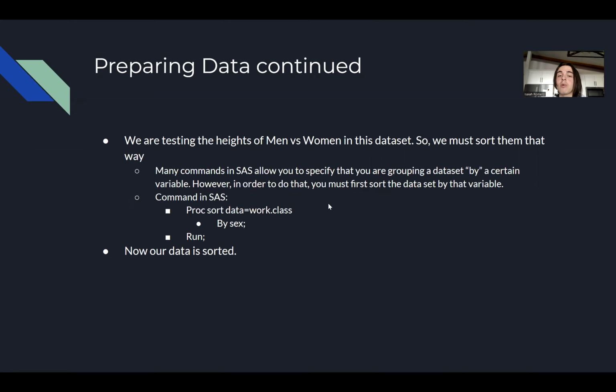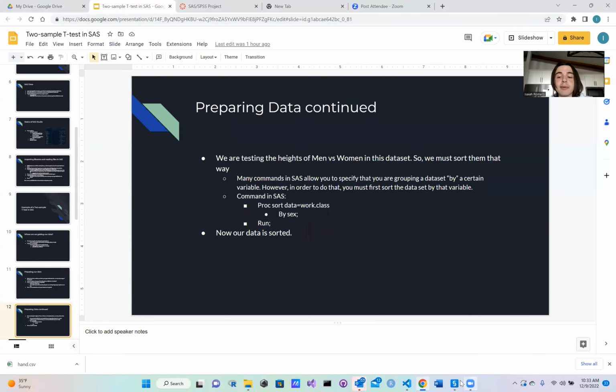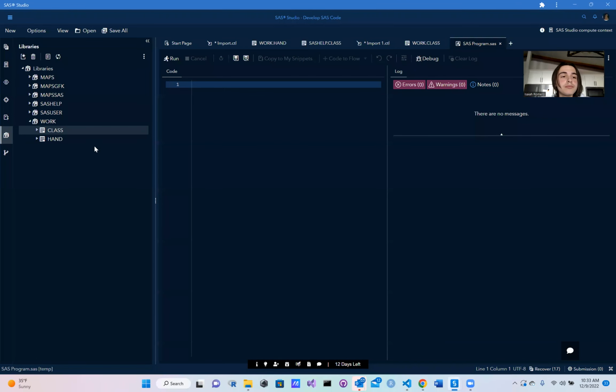So in order to sort our data, we're going to sort it by sex, because that's what we're looking at. We're looking at the differences between men and women. So we're going to do proc sort data equals work.class by sex and run. We're going to do that in SAS, and I'm going to explain what those commands do.